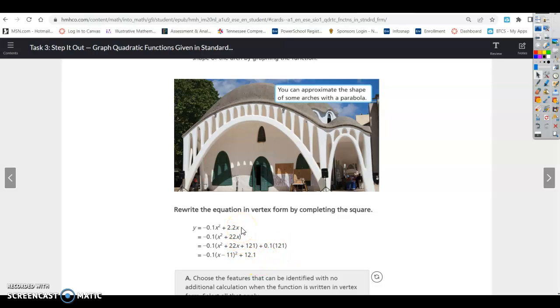So this is standard form. There's no constant term, so it's just an a and a b, and then you rewrite that in vertex form, and remember this is your h and this is your k, so it's x minus h, so h is just 11, and k is 12.1.